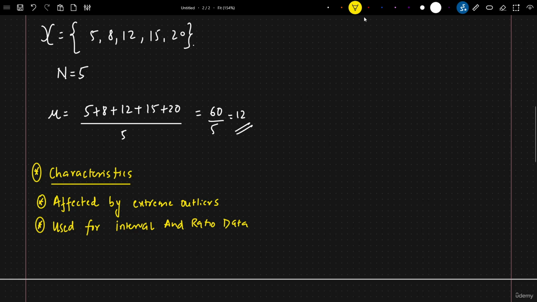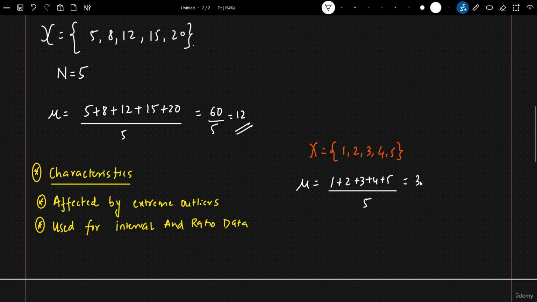Now, what does an extreme outlier mean? Let's consider I have a random variable x. Again, what is a random variable? Don't worry, I'll discuss it in a couple of videos. Just consider that this random variable will have some set of values. Let's say I have values like 1, 2, 3, 4, 5. Now, if I want to calculate the mean, it will be 1 plus 2 plus 3 plus 4 plus 5 divided by 5. So it is 3, 6, 10, 15. 15 divided by 5 will be 3.